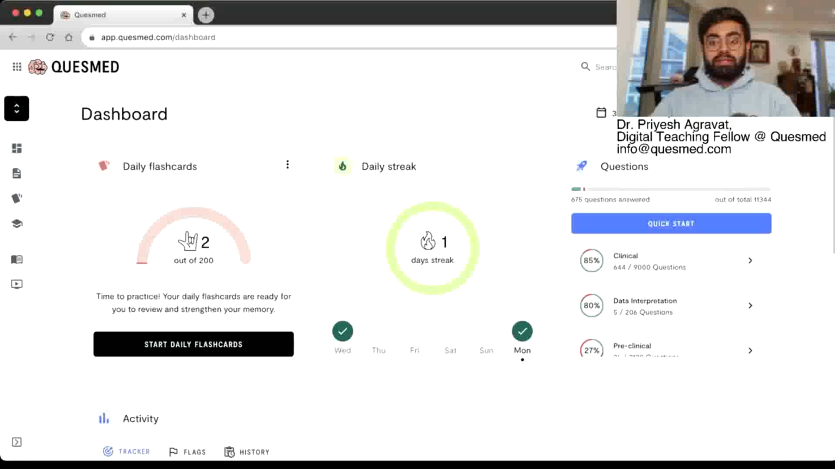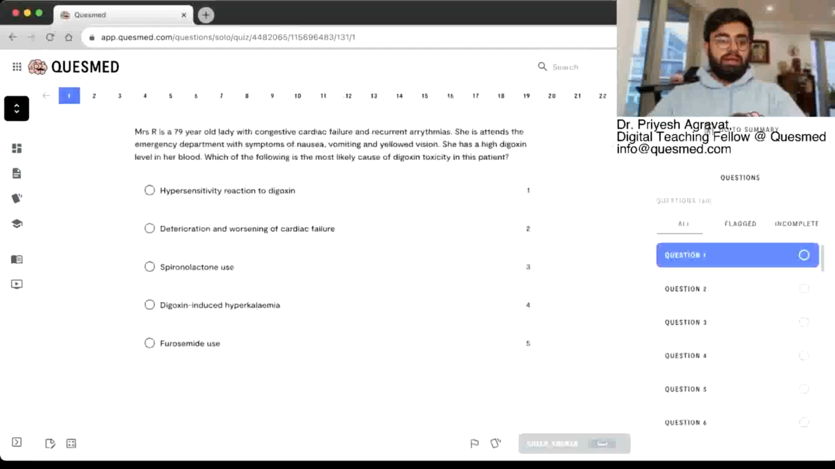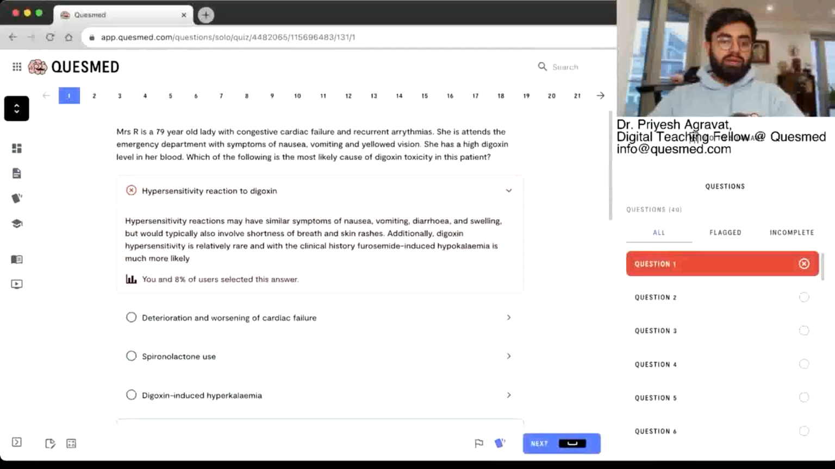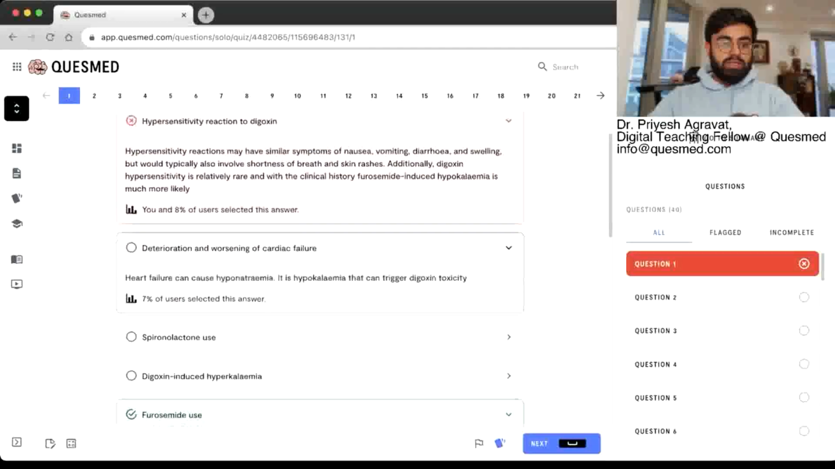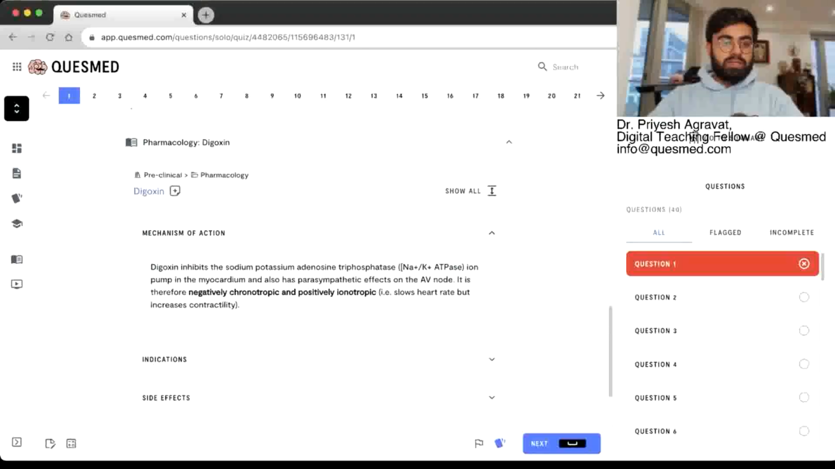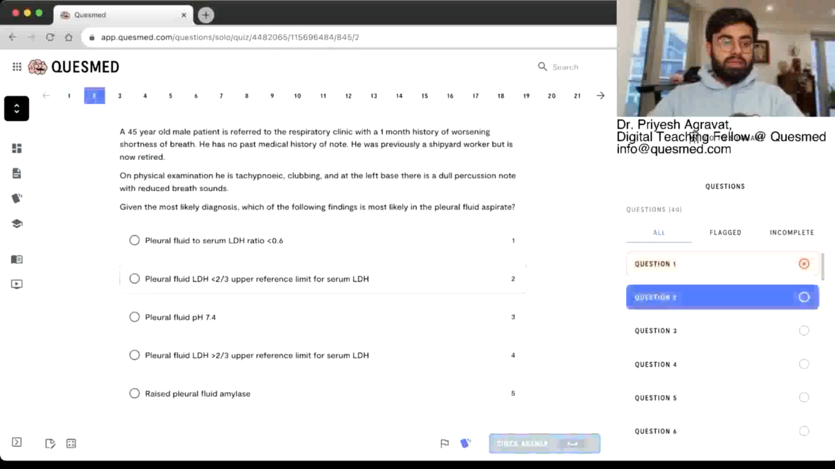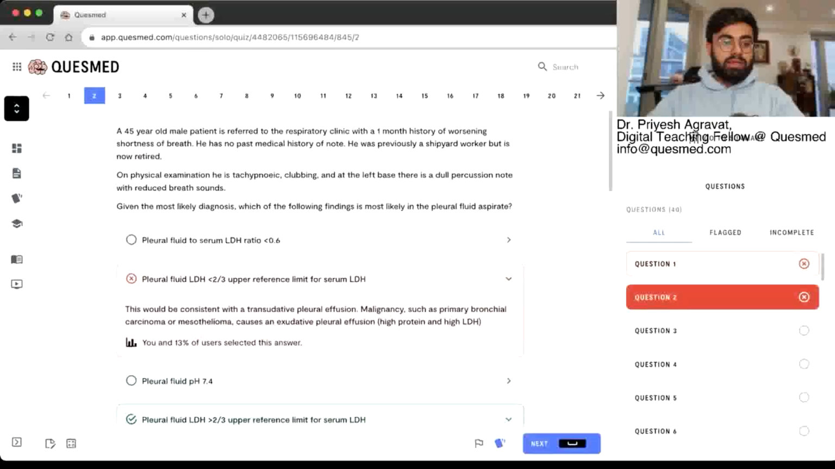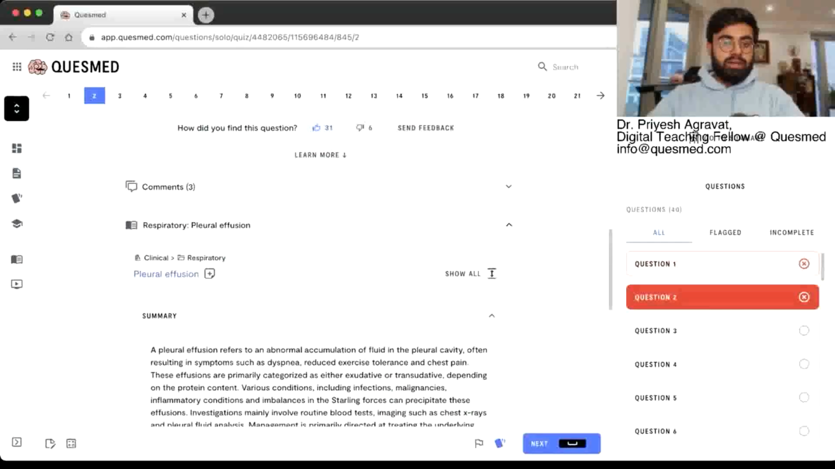Once you've bought a subscription and you've entered the QBank platform, the easiest way to start doing a set of unseen questions is hitting our Quick Start button. Then you'll see that for each question we have detailed explanations on why each answer is correct or incorrect, and we also have a page associated with each question. This goes into depth on everything that you need to know for that condition.